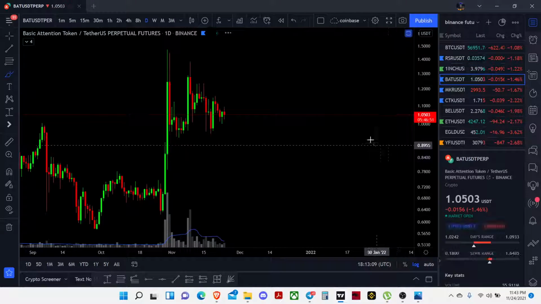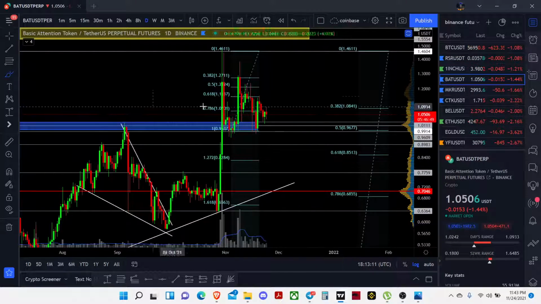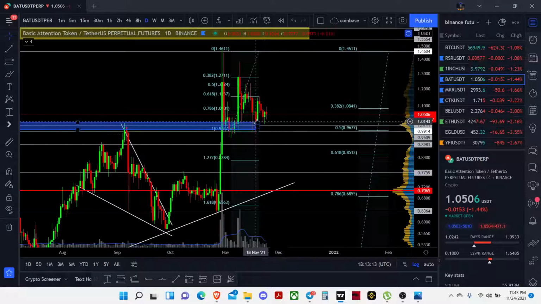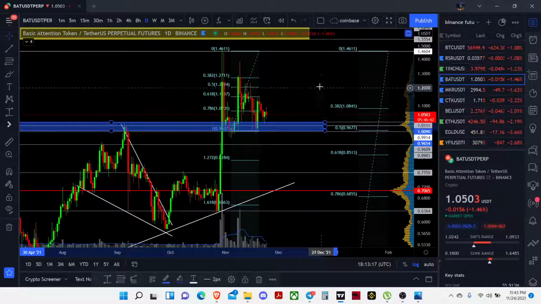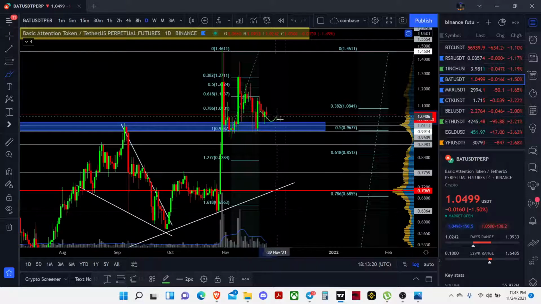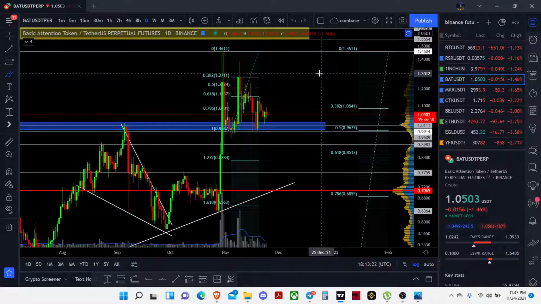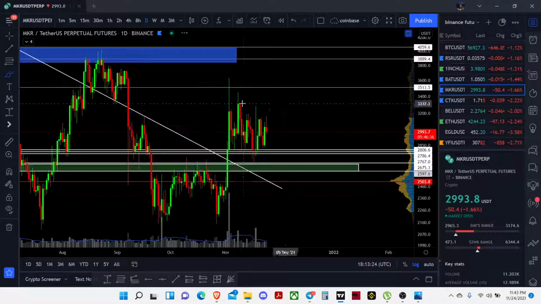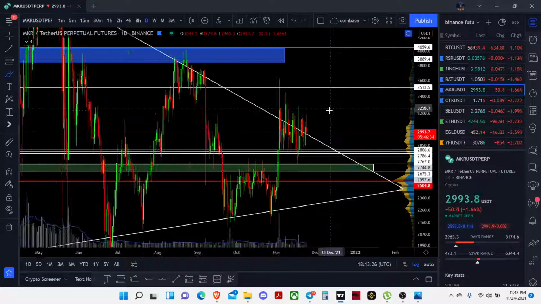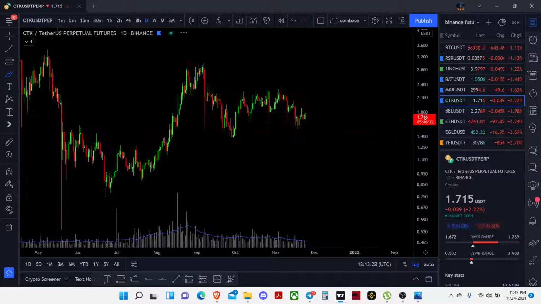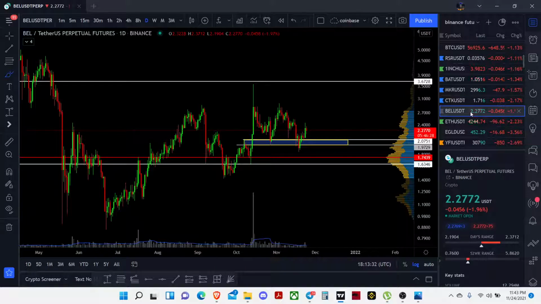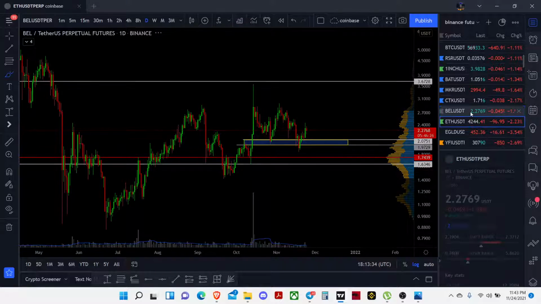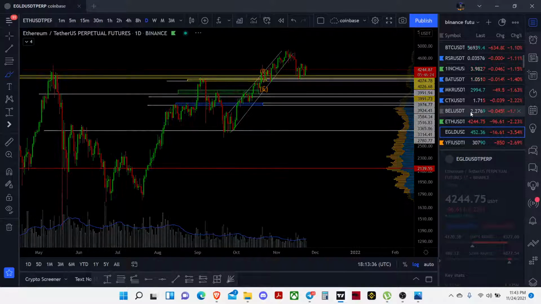BAT. For the BAT, it's holding my blue box very, very well. So I think some consolidation and a move back up. The MKR. Yeah, I'm not that bullish on MakerDAO because, somehow, I don't think there's much there.